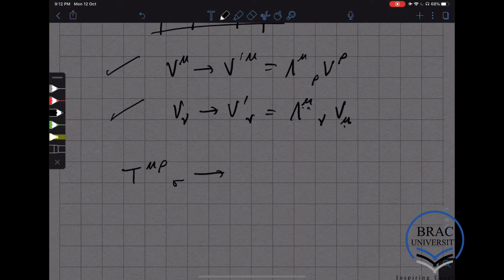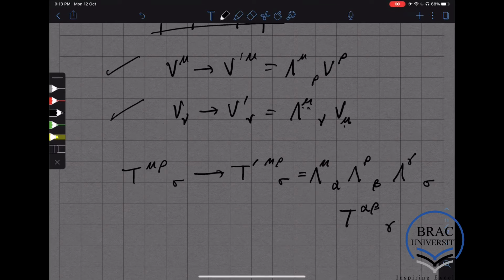And under a Lorentz transformation, this will become T prime mu rho sigma, where the contravariant indices will each transform with a Lorentz transformation matrix like so, and the covariant index will transform with the transpose of that. So we have T alpha beta gamma. So this is a general rank (2, 1) tensor. So anything that transforms like this is called a tensor.